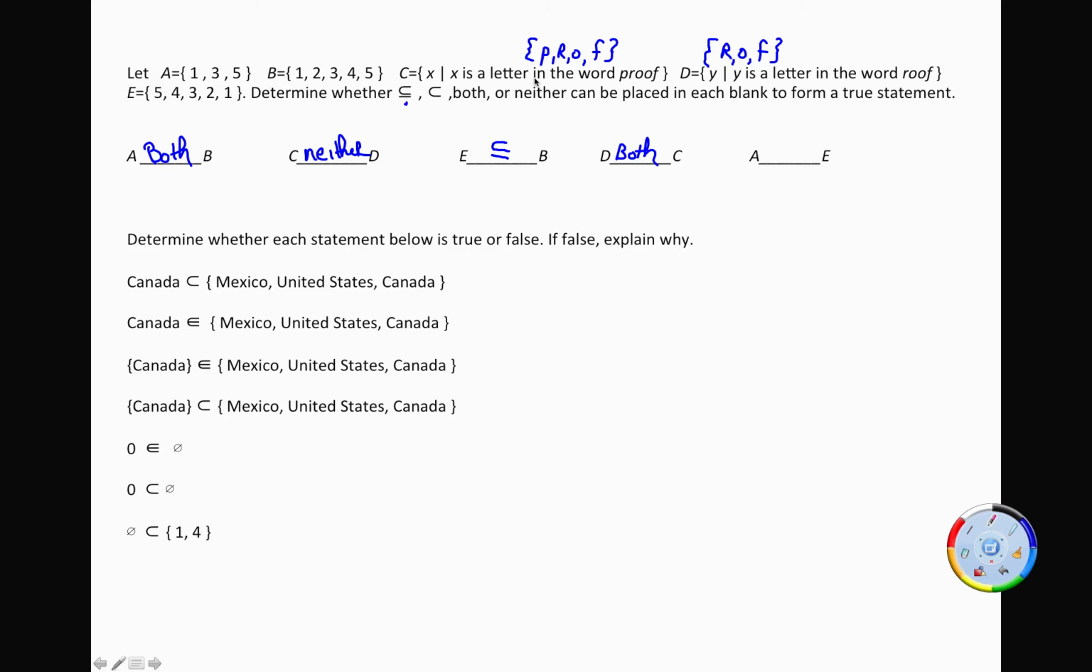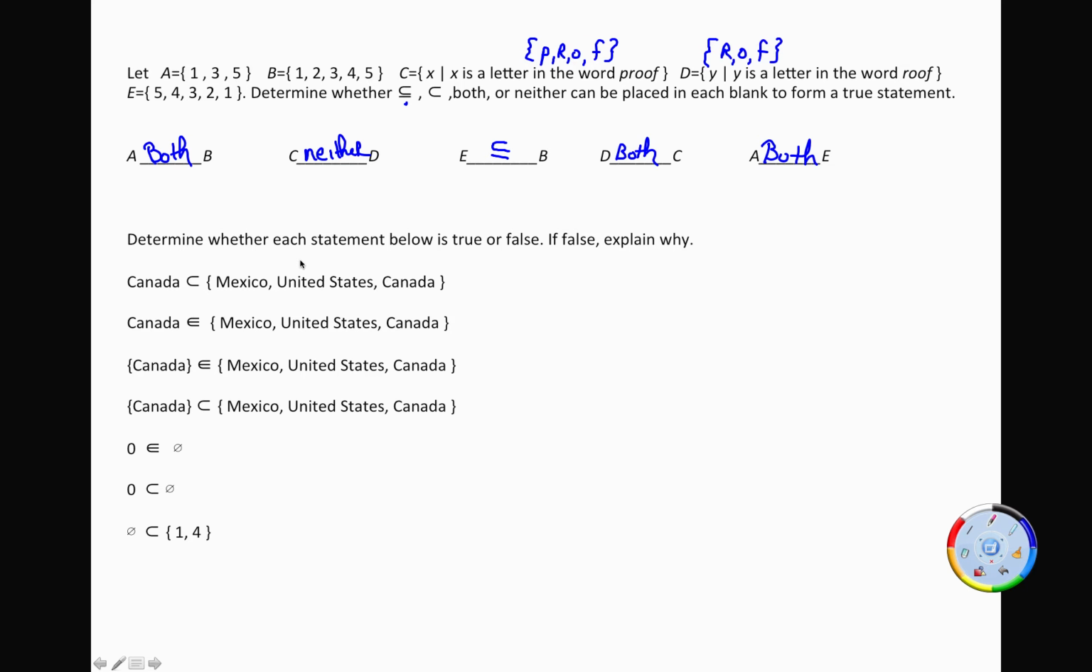What about A and E? Okay, here's A, 1, 3, 5. Here's E. Okay, A does not have any elements that are not in E, and they are not equal. I can use both. A is indeed a subset of E, and not only that, it's a proper subset.